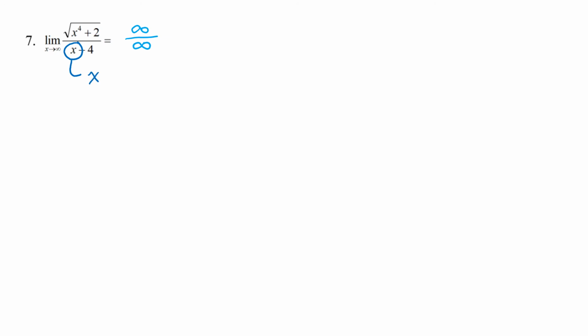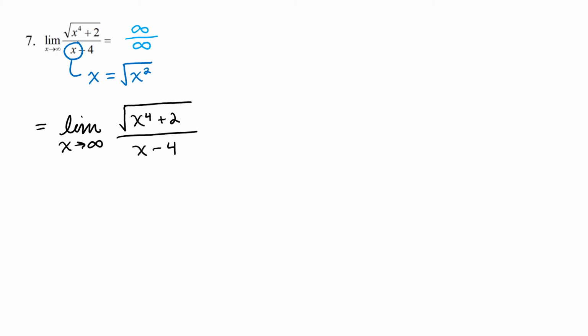So that will be x, and since we have a radical, we will want to rewrite this as a radical expression, and x is equal to the square root of x squared. So this will be equal to the limit as x approaches infinity of the square root of x to the fourth power plus 2, over x minus 4, times the reciprocal of the square root of x squared. So that'll be times 1 over the square root of x squared over 1 over the square root of x squared.